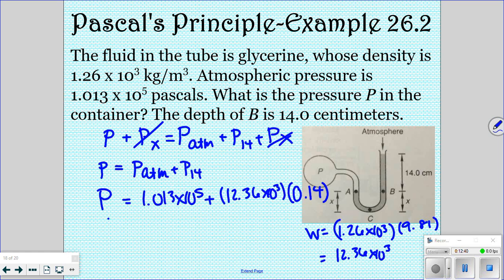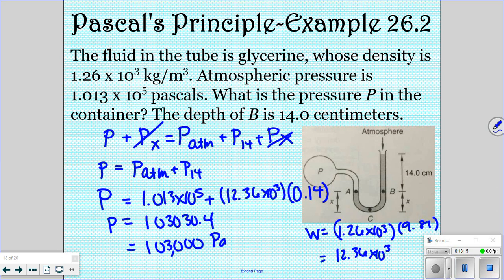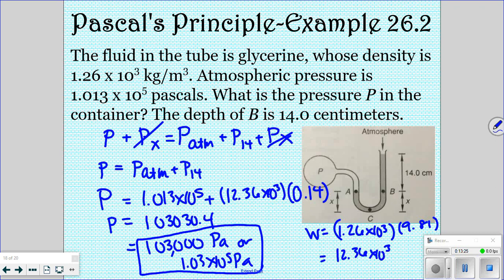And so then you're just going to add these two together. And you should get 103,030.4, and we're going to round to 3 sig figs because that's the fewest number we have. So 103,000, or 1.03 times 10 to the 5th. So either one of those would work for your answer. Okay, so that's how you would set these up. You have to just balance the left pressures and the right pressures.